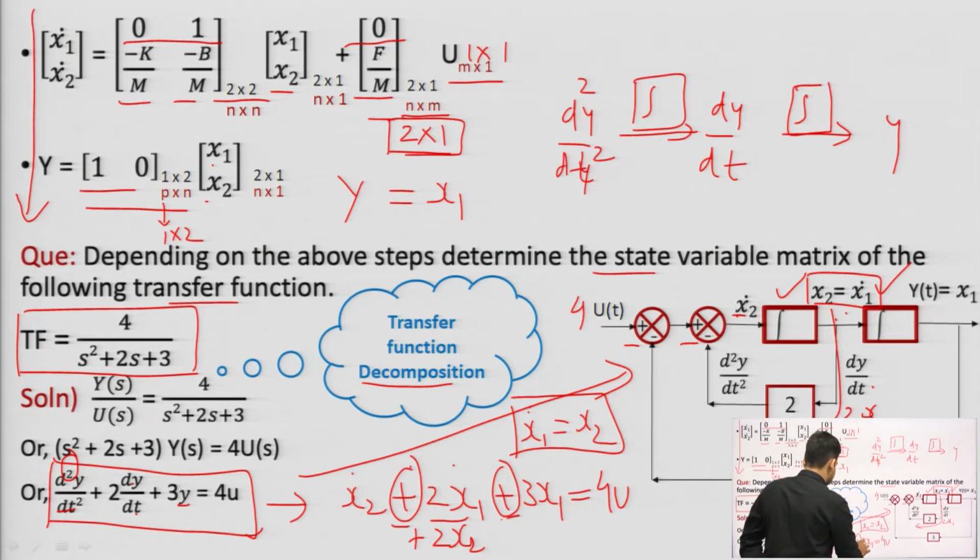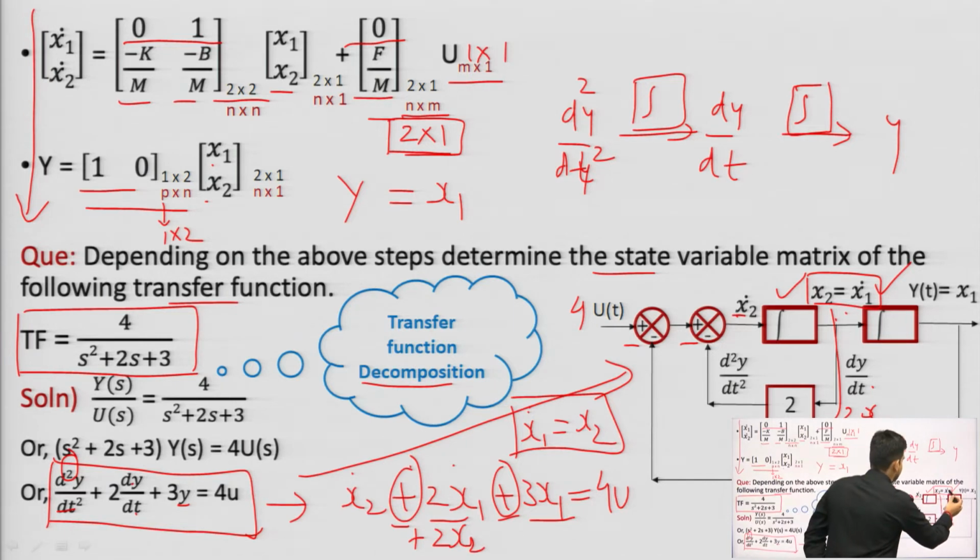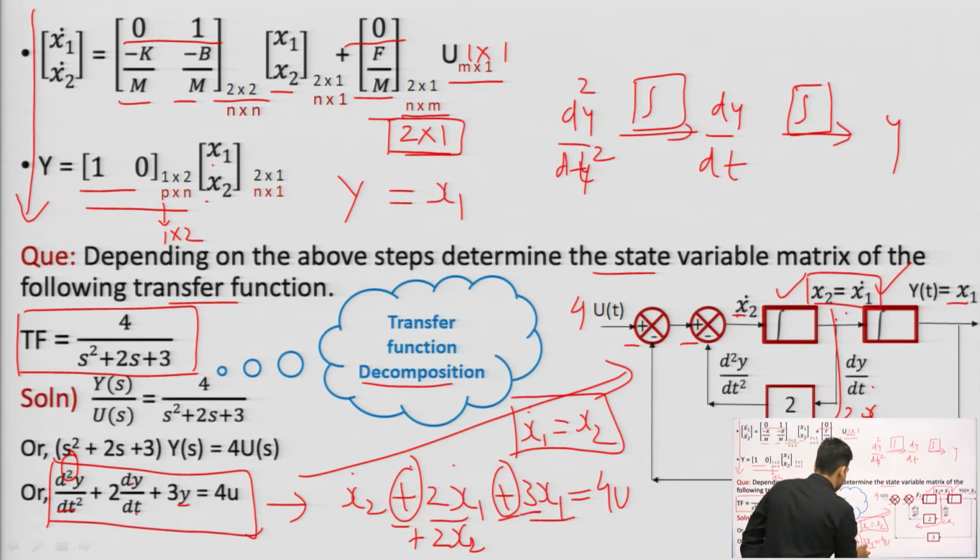Now, the second adder is here, it is 3 times x 1. It means from this x 1 dot I have to obtain x 1, so I need an integrator, and this x 1 will come with the coefficient of 3 and add to the system using this adder. And 4 u is coming through it. So, this is the mathematical modeling for the state representation of this equation.